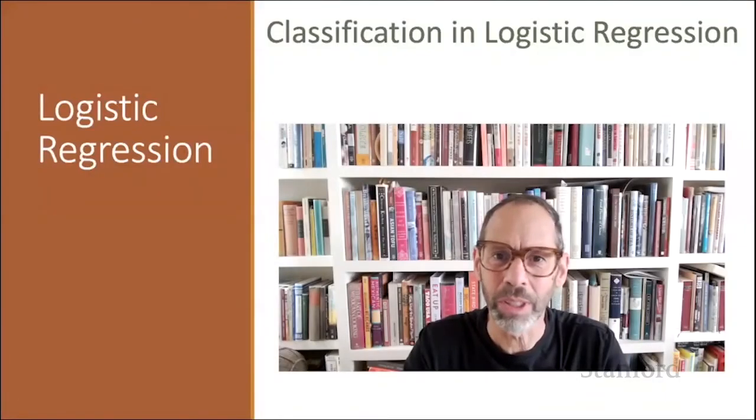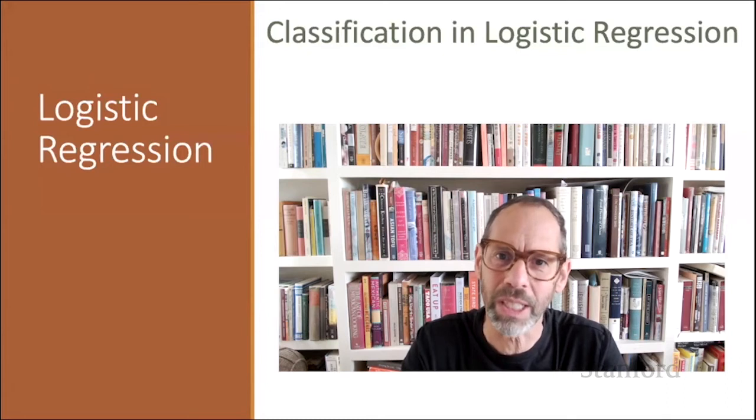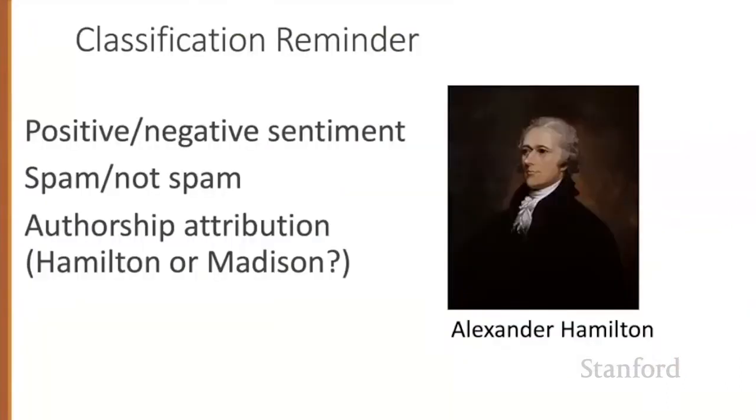In this lecture, we'll see how to do classification with logistic regression, and we'll introduce the important sigmoid function. Classification can be used for many kinds of text tasks, like determining positive or negative sentiment, or determining if a message is spam or not spam, or determining authorship. Recall the famous case of the Federalist Papers written by Hamilton or by Madison.